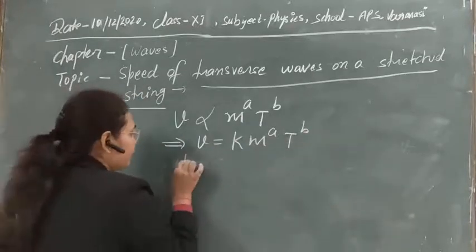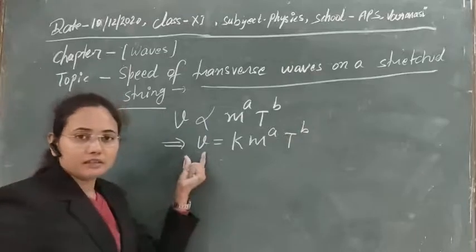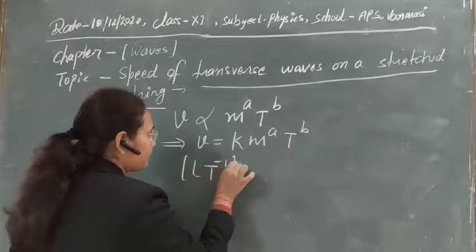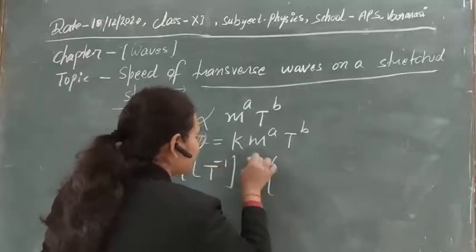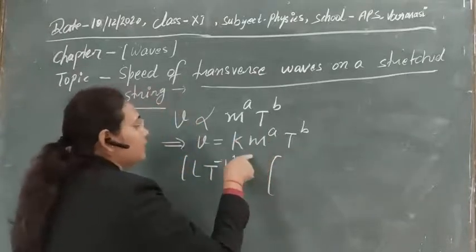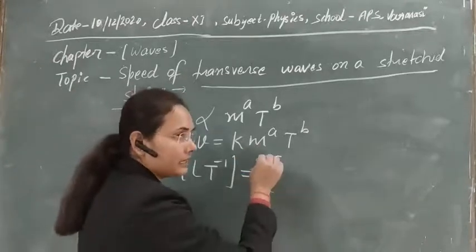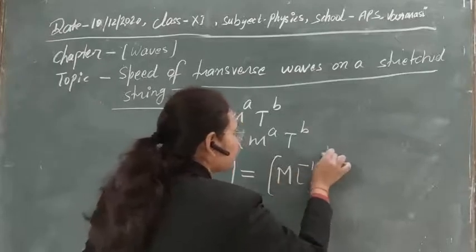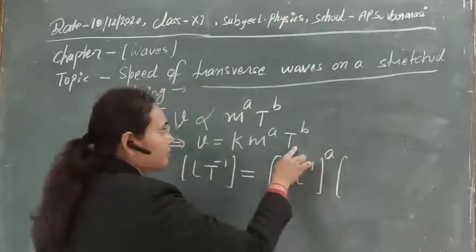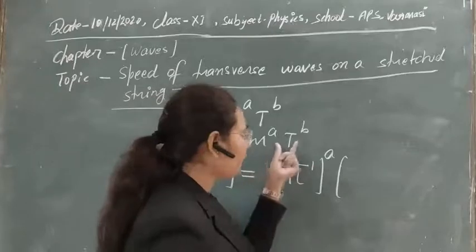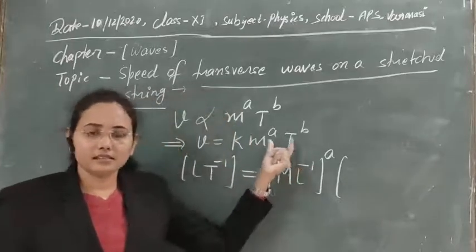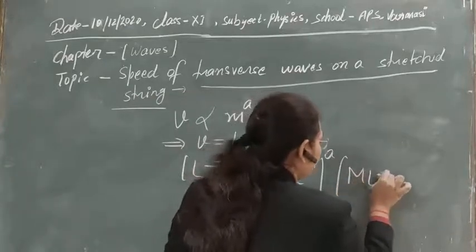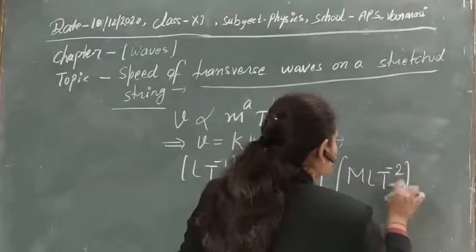So on the left side, what will be its dimensional formula? This is the speed, meaning meter per second, L T^-1. On the right side, this is a constant, dimensionless. This is mass per unit length, M by L, so M L^-1. Clear? Power a. This is tension, and you know that tension has the dimension of force. So this is (M L T^-2) power b.